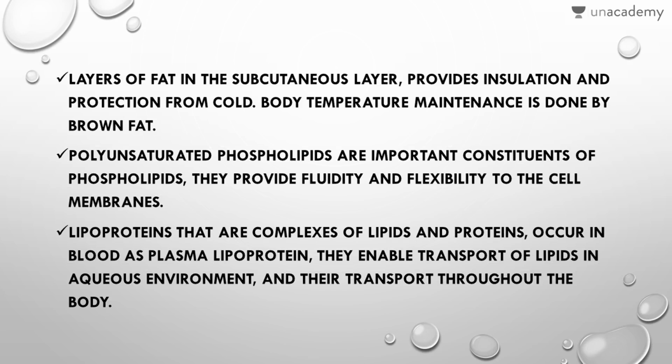Layers of fat in the subcutaneous layer provide insulation and protection from cold. Body temperature maintenance is also done by brown fat. Now, I would like you to know that when fat is absorbed by the body, the byproducts contain glycerol. This glycerol goes to the adipose tissue of humans and gets accumulated there. And this adipose tissue, because it contains a lot of fat, provides thermal insulation to the body. Polyunsaturated phospholipids are important constituents of phospholipids, and they provide fluidity and flexibility to the cell membranes.